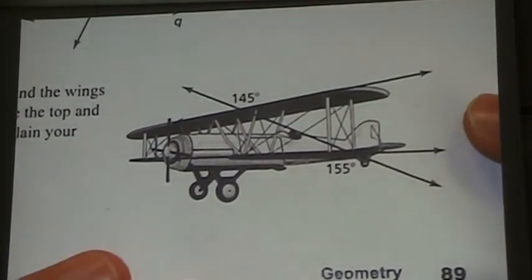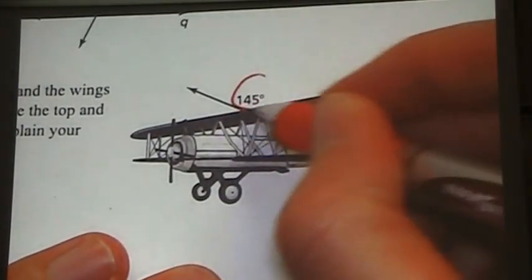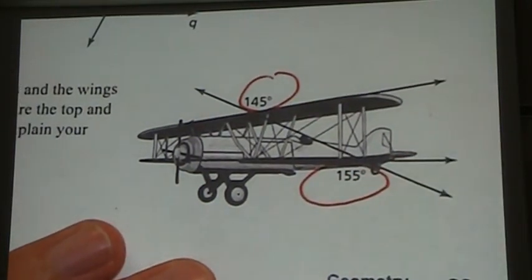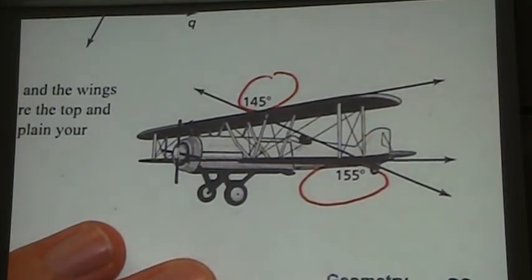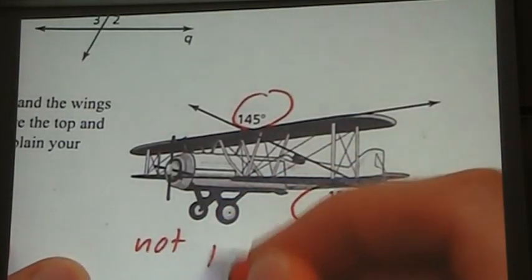And last but not least, hopefully you can see this, it says, are the top and bottom wings of this biplane parallel? And you know this angle here and this angle down here. Well, in your brain, what kind of angles are those? They're obtuse and they're alternate exterior. What are they supposed to be? They're supposed to be congruent. Are they congruent? No. If they're not congruent, they are not parallel.